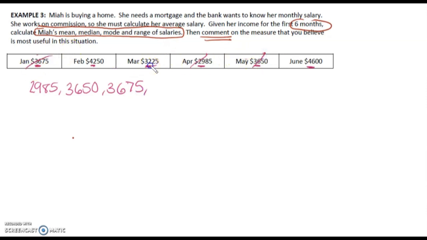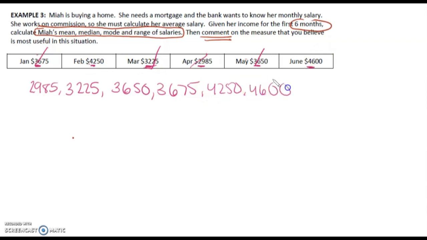Okay, so that was that one and that one. Oh, I forgot 3225. Okay, I'm going to delete this just because there's a couple. 3225, 3650, 3675. Then we have 4250. And then we have 4600. Okay, so there are 6 months here. 1, 2, 3, 4, 5, 6. We're good.